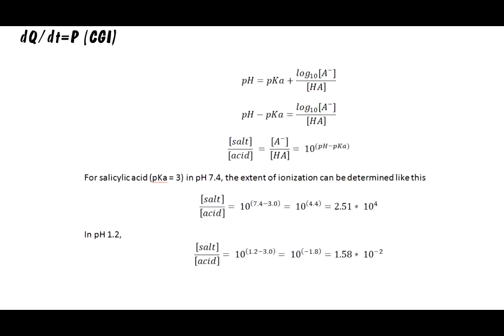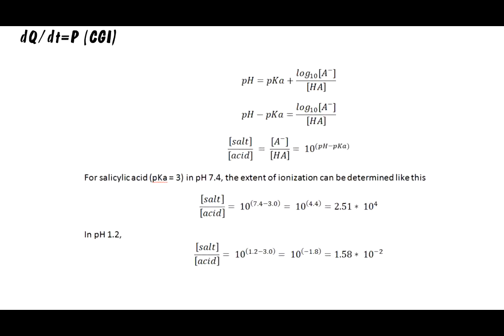And from here the ratio, the salt by acid concentration, can be written as A minus by HA is equal to 10 power pH minus pKa. Here the log is taken out, so the equation comes like this: A minus concentration by HA concentration is equal to 10 power pH minus pKa. Taking this as an equation, we can calculate many drugs and weak electrolytes and their extent of ionization in different pH mediums.